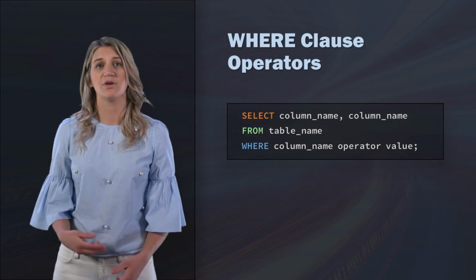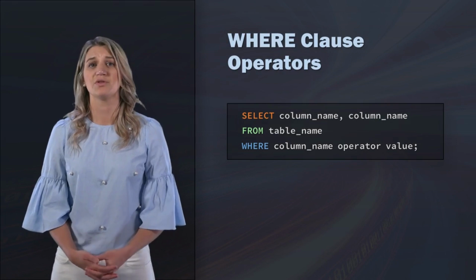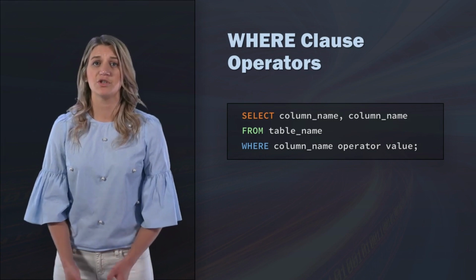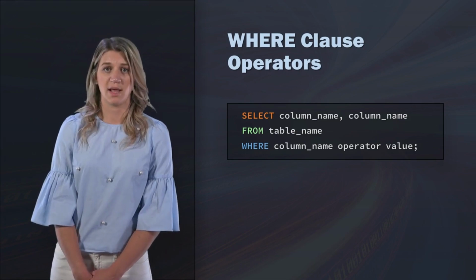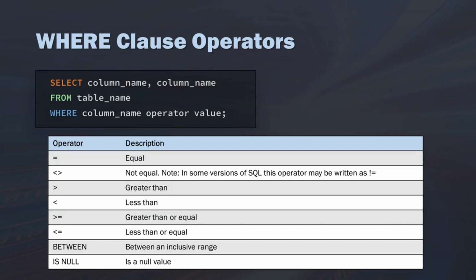To do this, we use what's called the where clause. The where clause comes after we use our select and from. You have to select your columns and then choose which table you want the columns from. And then you add where along with your column name, operator, and value. There are a couple of different operators that you could use. You could use equals, not equals, greater than, less than, greater than or equal to, less than or equal to, between, and is null. We're going to go through a couple of applications and examples of each of these operators.